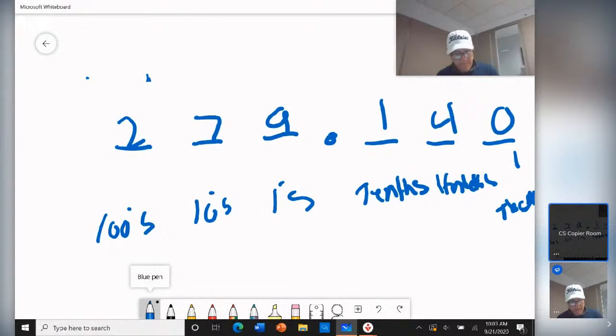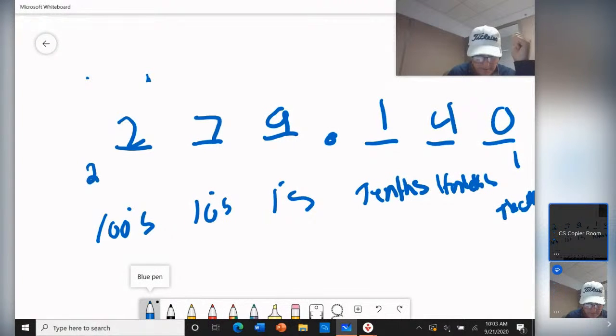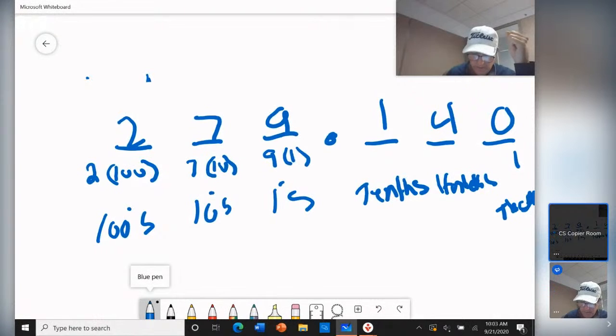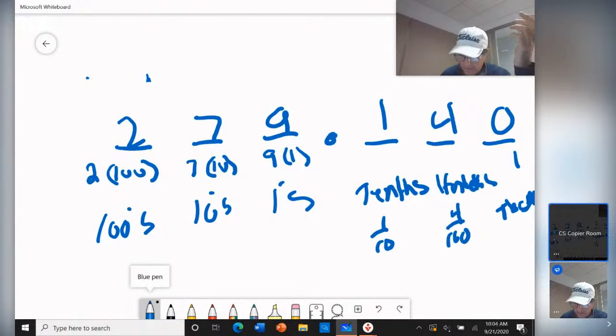Okay, so what that represents is the 2 is going to be 200. This would be 7 tens, and this would be actually 9 ones. This is going to be 1 over 10, this is going to be 4 over 100, and this is 0 over 1,000. So there's not any thousandths in that place when it's 0, and that's pretty self-explanatory. Whenever you're 0, it means nothing.